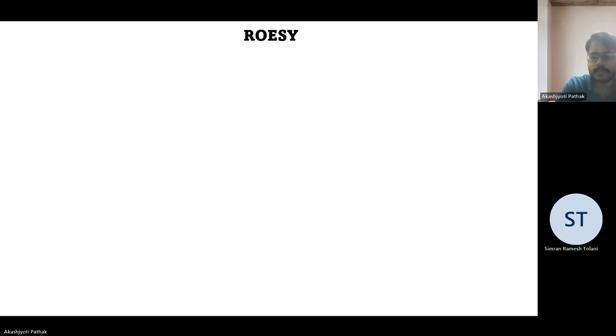So next we'll be looking into the concept of ROSY. This concept has also been discussed in this week. So we'll try to get a brief understanding of what this ROSY is, and then we will look into some of the questions that you might get in this week's assignment. What are the basic concepts?